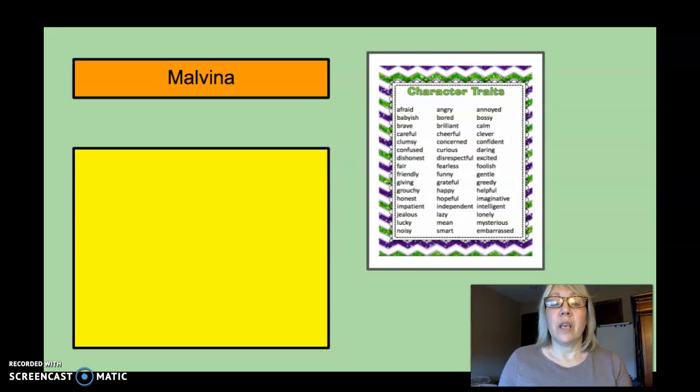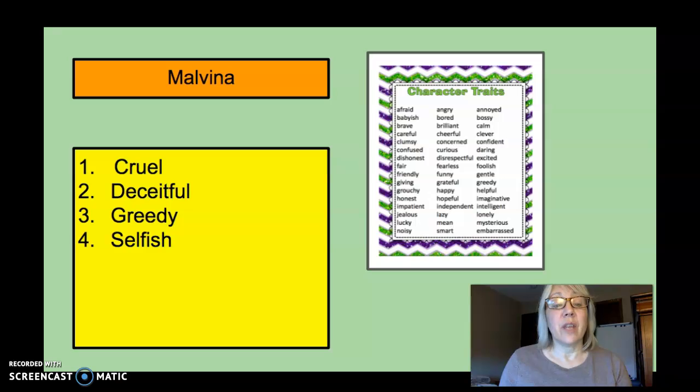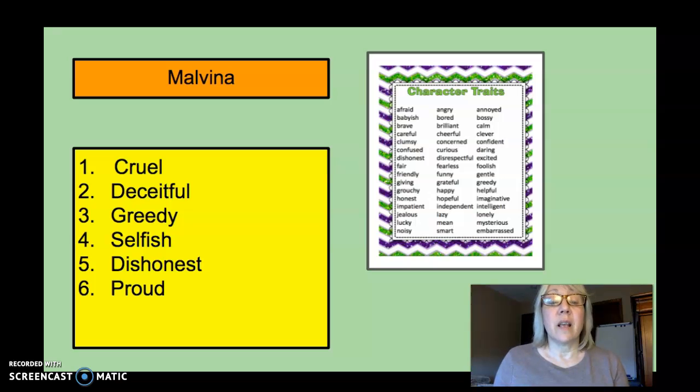So Malvina, thinking about her character traits after reading the story a couple of times, the first character trait is that she is cruel. She's also deceitful, and deceitful is just another word for being really, really sneaky and dishonest. She's greedy. She's selfish. They kind of mean the same thing. She's dishonest. She steals from people, and that's what I meant by dishonest. She's proud, and in this sense, she is not proud in a good way. She brags on herself, and she thinks she's better than everybody else. She thinks her daughter's better than everybody else.